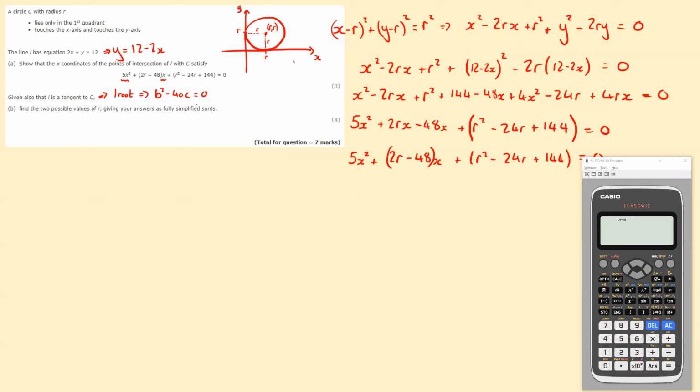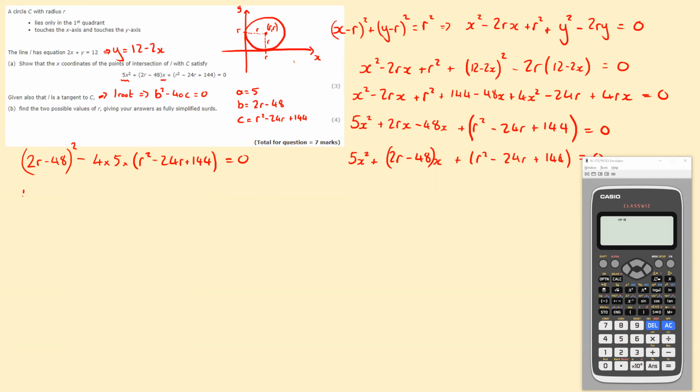So remember, in my actual equation here, I've got a is equal to 5, b is equal to 2r minus 48, and finally c is equal to r squared minus 24r plus 144. A little bit of a nasty one at the end there. So I need to put all that into here. So I've got 2r minus 48 all squared minus 4 times 5 times this horrible mess. And we want to try and set that equal to 0 and open it out and solve. It doesn't look very nice.